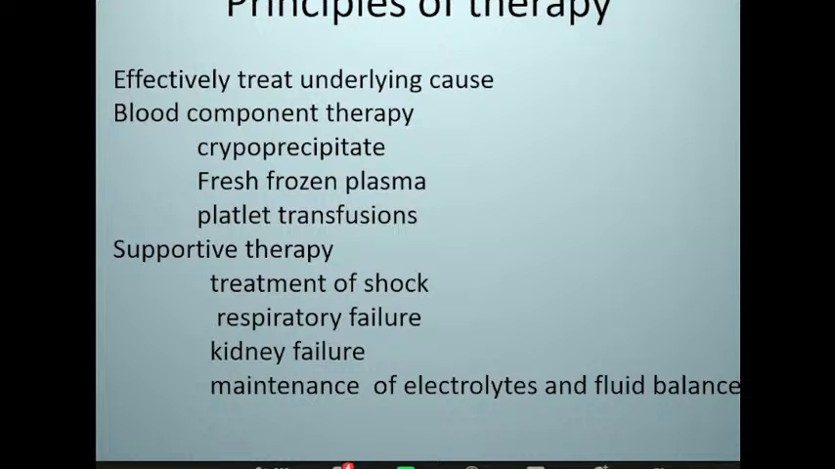In the interim, as we are treating the underlying cause, we have to replace the coagulation factors, and we also have to replace platelets. So we can give them cryoprecipitate, or more commonly, we give them fresh frozen plasma. And we also need to give them platelet transfusions. These patients are very sick, so because of gram-negative sepsis, they may be in shock, so we need to support the cardiovascular system. They may be in respiratory failure and will require respiratory support. They may require mechanical ventilation.